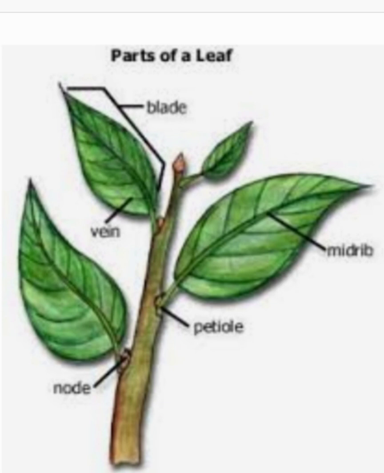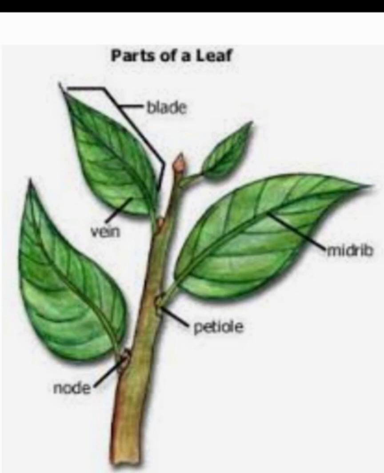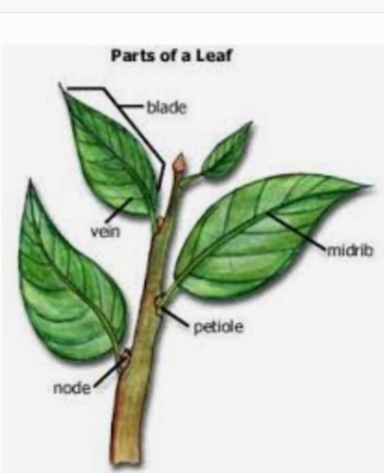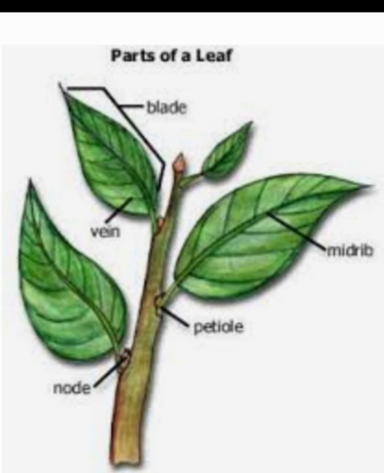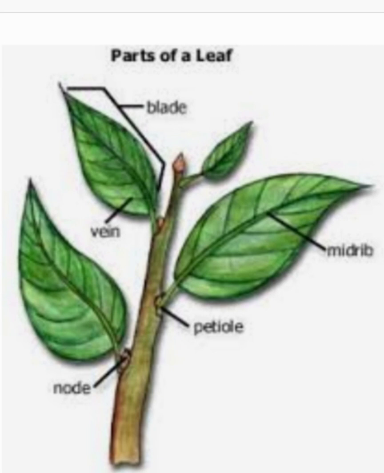Generally, plants having a taproot system have reticulate venation in their leaves. Example: peepal, mango, carrot, radish, etc. Similarly, plants having a fibrous root system have parallel venation in their leaves. Example: grasses, maize, wheat, rice, etc.